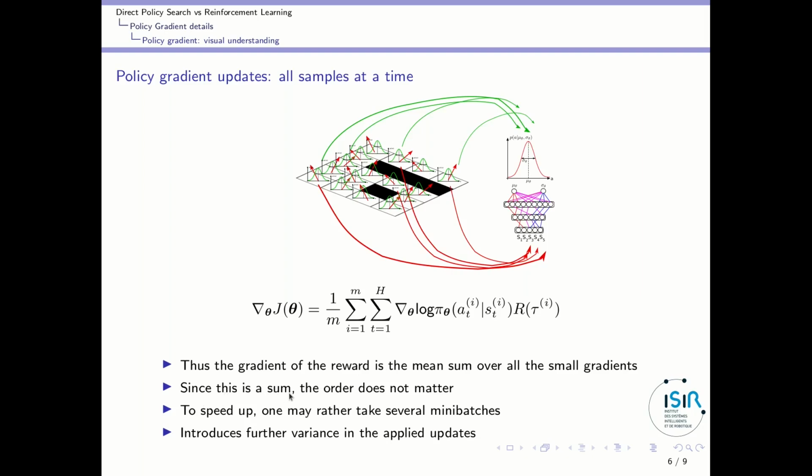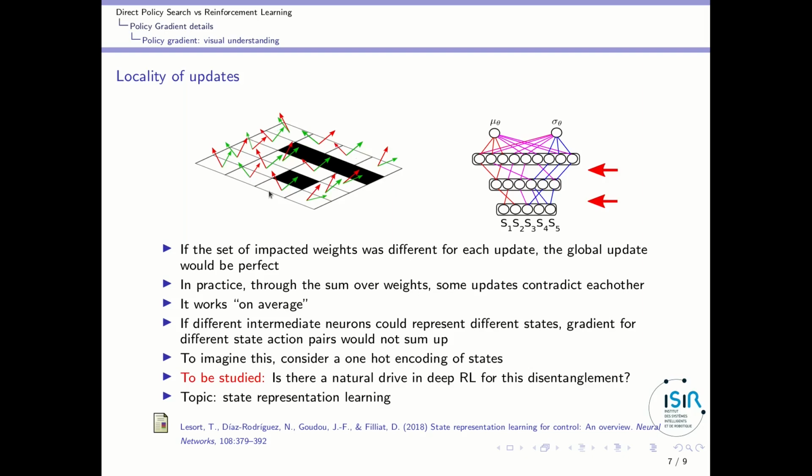By the way, since this is a sum, of course, the order in which we sum all these things does not matter. Actually, we can do this in parallel with a GPU. And if we want to speed up this calculation, we can even take several mini batches among our trajectories rather than perform a complete calculation from all the dataset once and for all. But if we use mini batches, it will introduce further variance in the applied updates. But the main point is that each update is local, but the sum of updates can result in gradients cancelling each other, for instance. Some updates can contradict each other, so performing this sum of updates will work just on average.